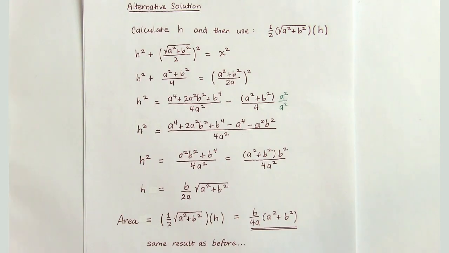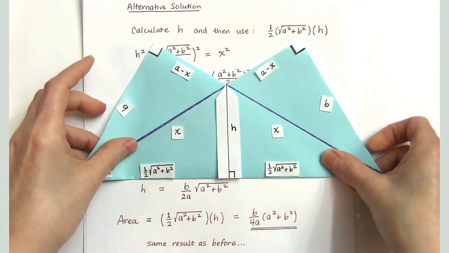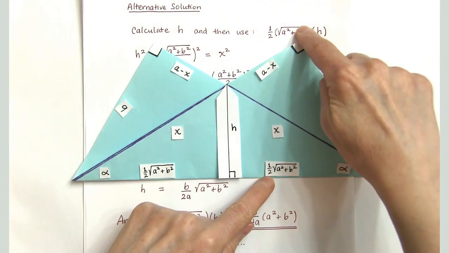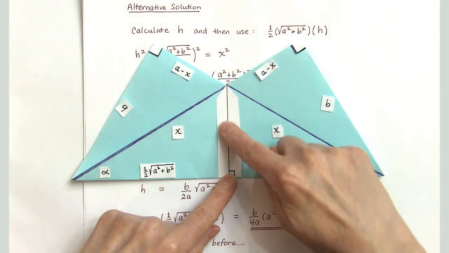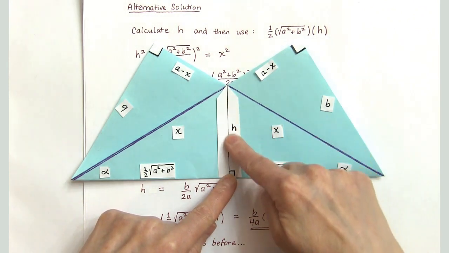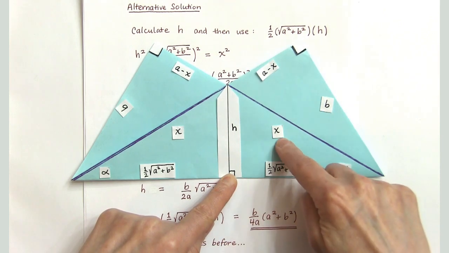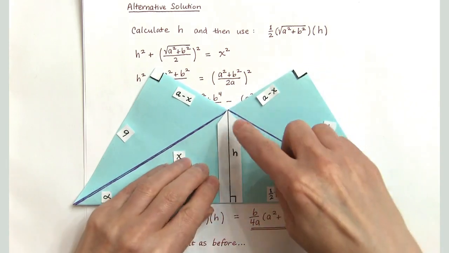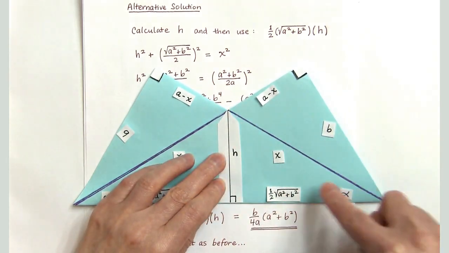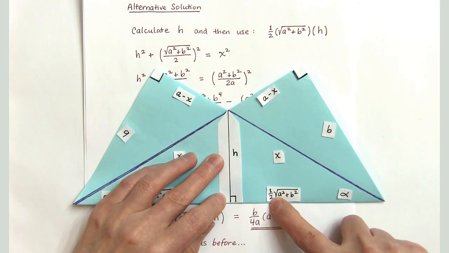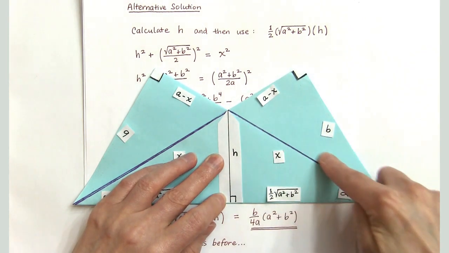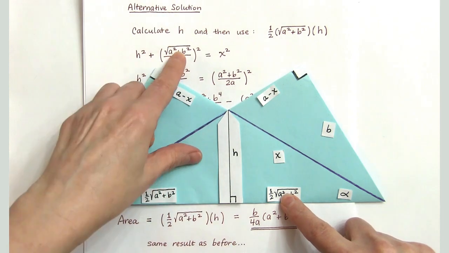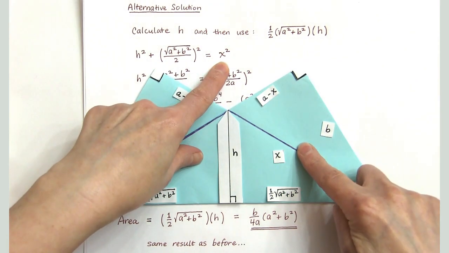So here's what my alternative solution looks like. So I'm going to calculate this area by using 1/2 of the base times the height, but I need to know what is the height, and in order to calculate this h, I need to figure out x. And so here's how I calculated h, because this h is the leg of this right triangle over here, where the other leg is 1/2 of the square root of a squared plus b squared, and the hypotenuse is x. So h squared plus this quantity squared equals the hypotenuse squared.